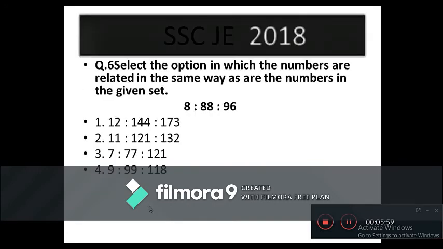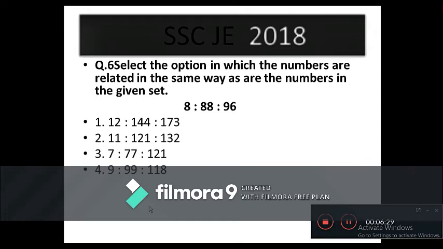Question number 6. Select the option in which the numbers are related in the same way as the numbers in the given set. First of all, we have to see the question. 8, 88, 96. 88 is a multiple of 8 and 96 is also a multiple of 8. 8 × 11 is 88 and 8 × 12 is 96. Then, considering the same relationship, we have to find the option.